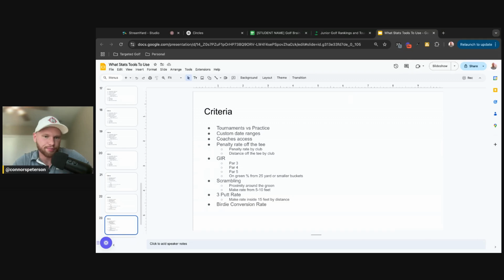Moving on to 3-putts. This is just more putting in general. I'm throwing it under 3-putts as a drill-down on putting specifically. We want to know the make rates inside of 15 feet by distance. So 3 feet, 4 feet, 5 feet. What percentage of these putts are we making or missing? I can't tell you how many times I talk to a student who 3-putts a lot and spends all their time hitting putts from 6 to 9 feet. And I'm like, you never hit putts from 6 to 9 feet except to get up and down.